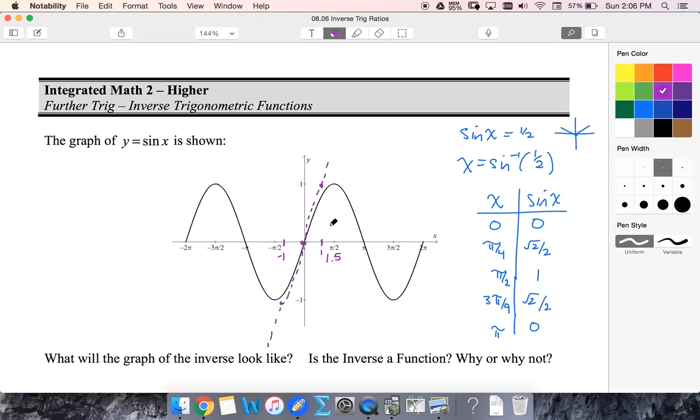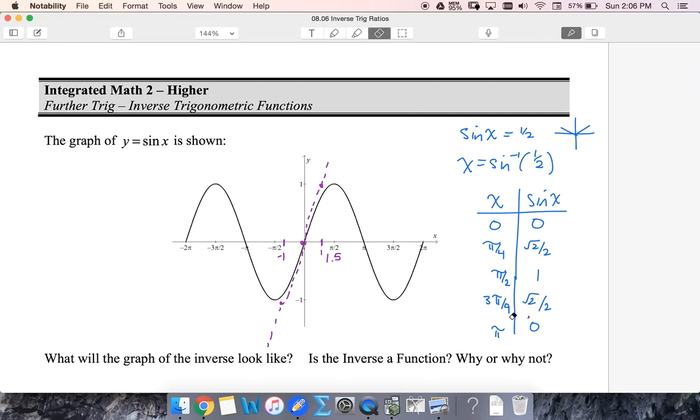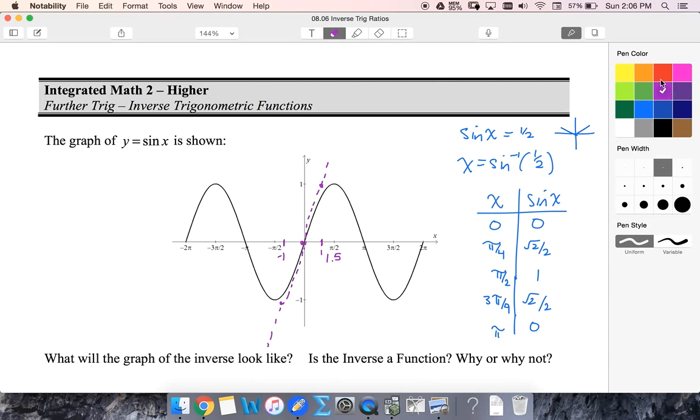But it's really hard for me to think about reflecting this curve over this line. So instead I'm going to think about plotting inverse points. So remember, I'm switching all my x's and y's. So really what we're saying is that now these are our new x values. Let's go with hot pink. So in our inverse, these are the new x values, these are the new y values. So this y here is our sine inverse of x.